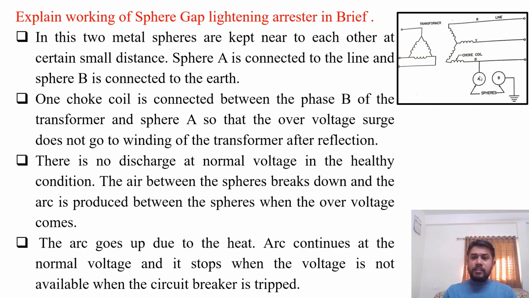There is no discharge at normal voltage in the healthy condition. The air between the spheres breaks down and the arc is produced between these spheres when the overvoltage occurs. The arc continues at the normal voltage and it stops when the voltage is not available, when the circuit breaker is tripped. So without the tripping of the circuit breaker, the arc does not quench in this type of arrestor.